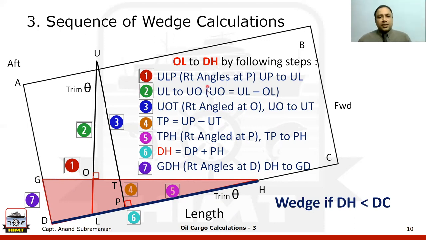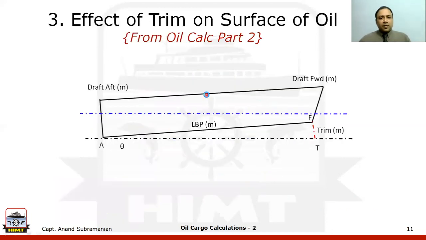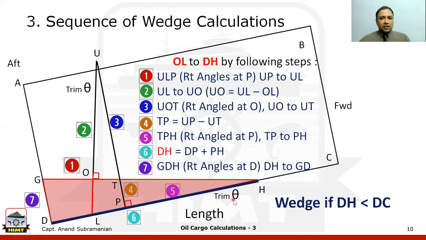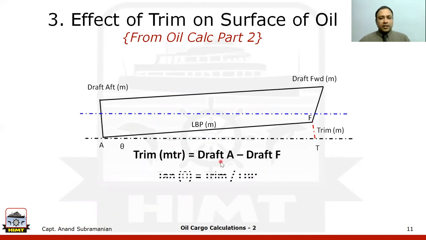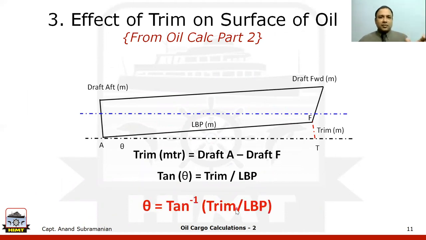Now let us break up this process into smaller triangles, smaller sections, and see one by one what is happening. If you remember, in the previous examples what we have used is trim theta. Now remember, trim is an angle and not in meters. From the oil calculations in part 2, we had reduced trim in meters, which by our normal formula is aft draft minus forward draft, and here we have formed a right angle triangle. So tan theta is equal to trim by LBB, so theta is equal to tan inverse of trim by LBB. Wherever theta comes in our equation, I can substitute tan inverse of trim by LBB and go on with my calculations.